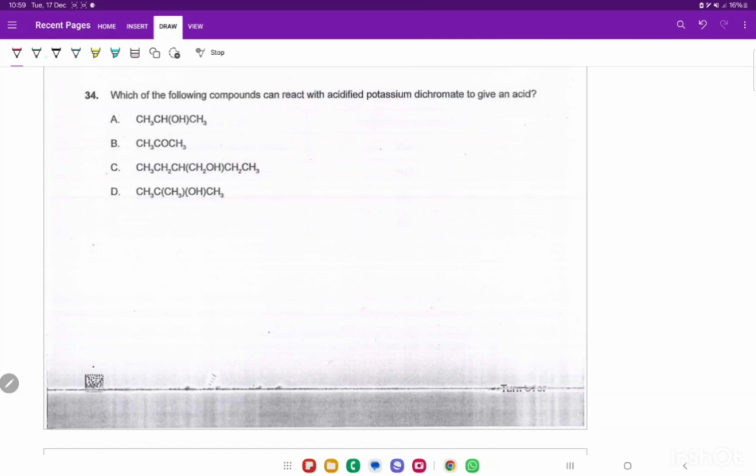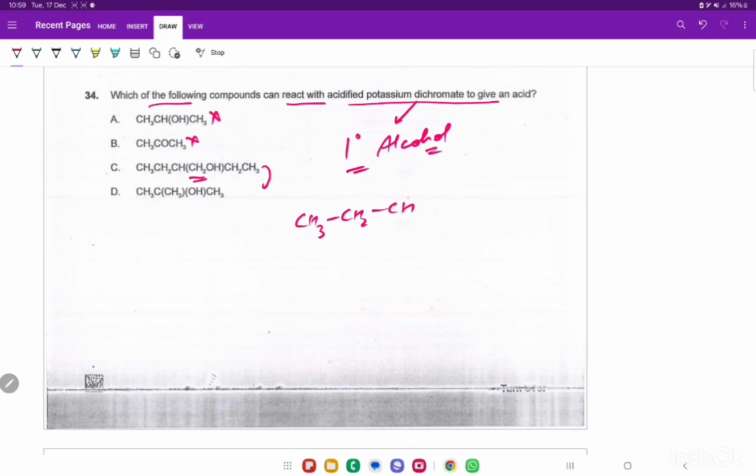Question 34. Which of the following compounds can react with acidified potassium dichromate to give an acid? An alcohol reacts with acidified potassium dichromate to give an acid, and the alcohol should be primary. So we have to identify a primary alcohol. This is a secondary alcohol, not it. This is a ketone, no. This is a primary alcohol, I think. Yes, correct: CH3, CH2, CH, then CH2OH and then CH2CH3. This compound has a primary alcohol. It will form carboxylic acid 100%.